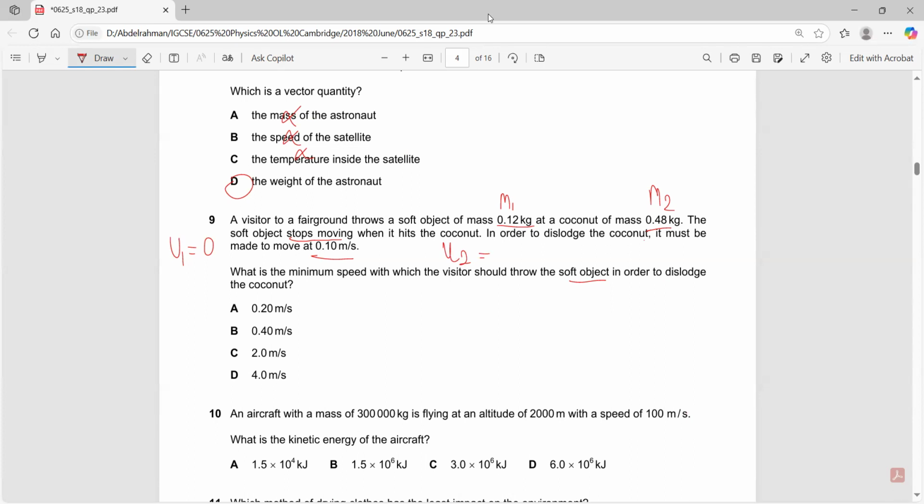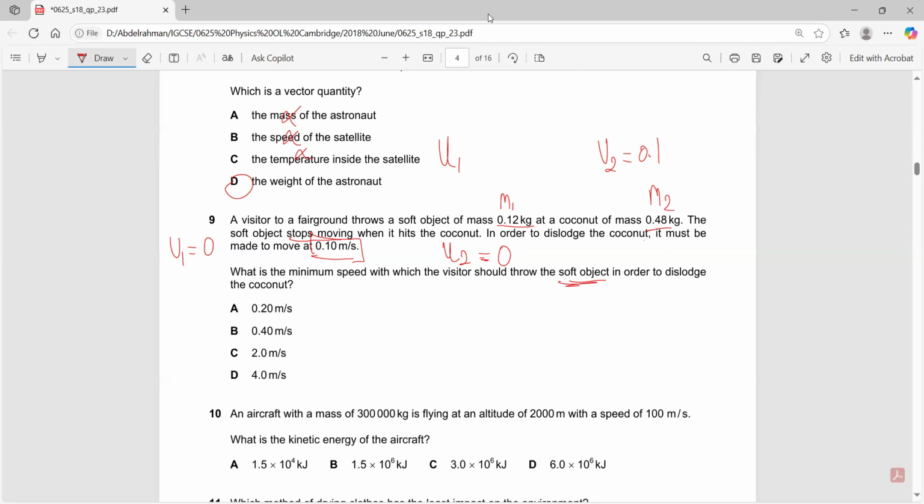Why? Because initially it was at rest. And then take care that 0.1 meters per second is the velocity of the coconut after it was hit. So V2 would now be equal to 0.1 meters per second. Can I find U1? What is the minimum speed at which the visitor should throw the soft object?